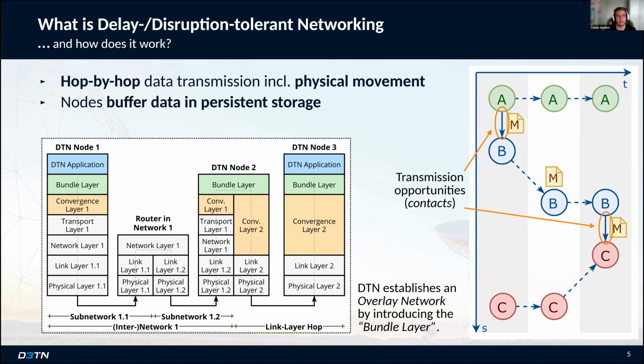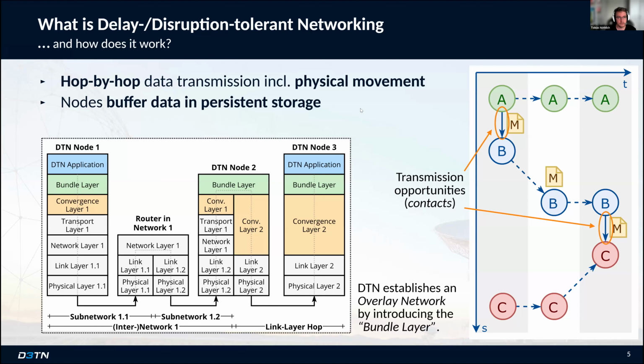So DTN works on the principle of store, carry, and forward. And this means that instead of requiring a complete end-to-end path, data is sent hop by hop instead. And each node can temporarily store the data in a persistent storage until it has a contact or a window of communication opportunity to another node in range. These contacts can be scheduled. For example, in satellite networks, we can very accurately calculate when the satellites will be in range. They may also be predicted, or they can be purely opportunistic. For example, in mobile ad hoc networks where we cannot predict where the nodes are going next.